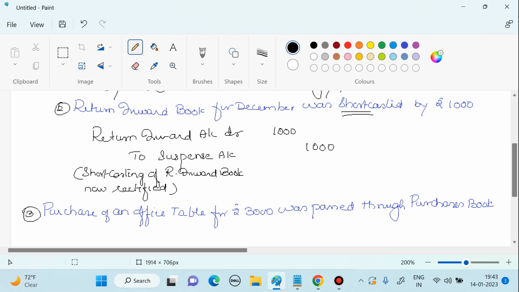Ma'am, purchase of office table will be furniture account, no? Correct. So the entry will be furniture account debit to cash or bank account. That should have been the entry, but it was passed through the purchases book. So what went wrong? So first we credit purchases, then we debit furniture.